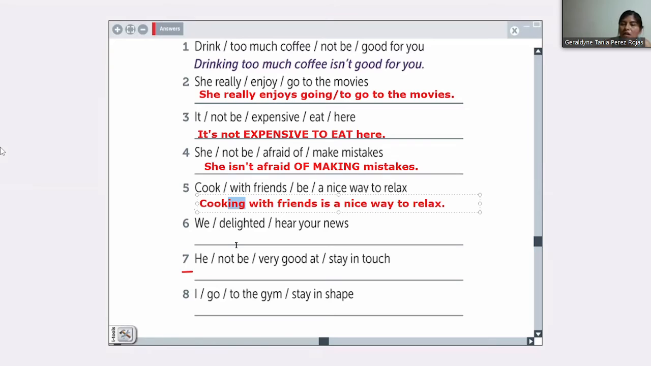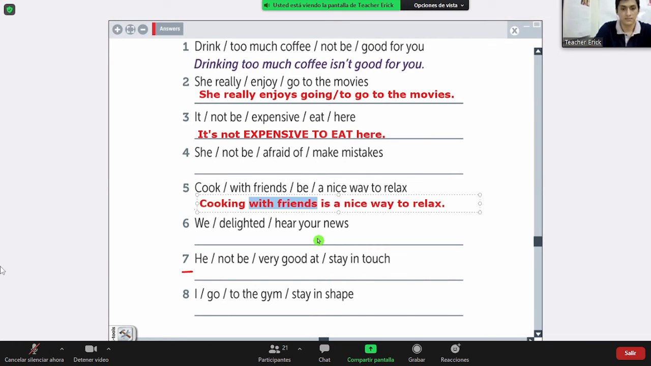Yep. Teacher, el is es para friends, ¿verdad? ¿No sería are? No. ¿O es como más que todo para referirse a un camino o una manera? No, cooking in this case se refiere a eso, ok. It's a nice way to relax. Ok, cocinar, a la definición de cocinar. Ya. Pero en este caso, cocinar con nuestros amigos, ¿no? Con nuestros amigos. It's a nice. Ya, se me borró la otra. Ok, pero estaba bien la otra, ya, la 4.